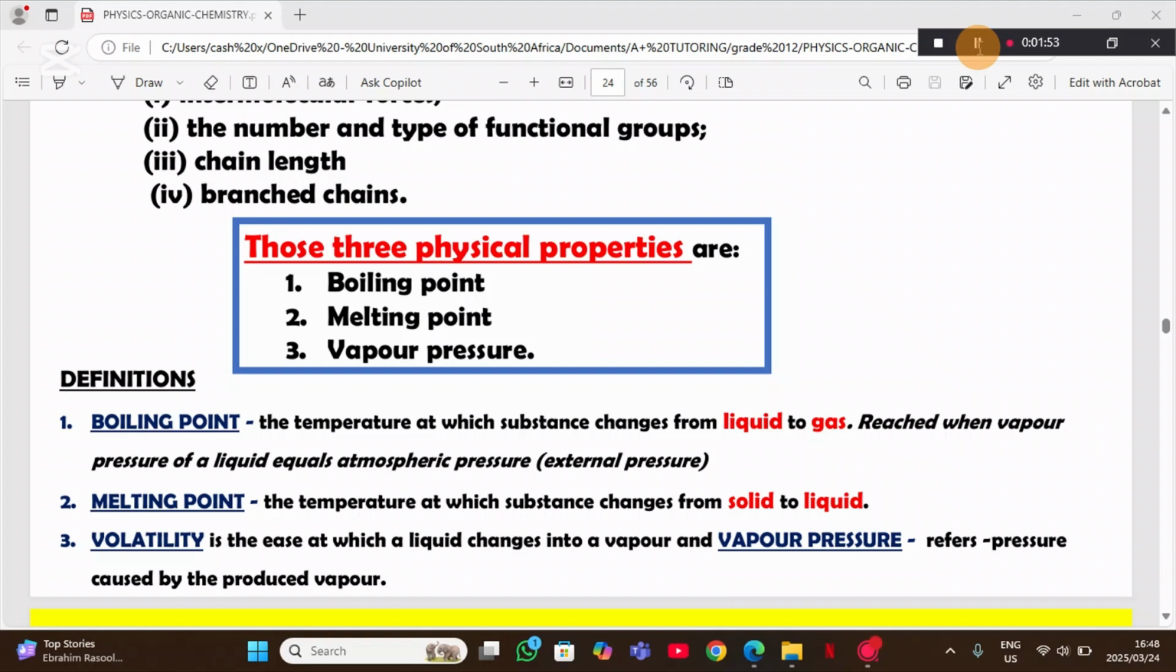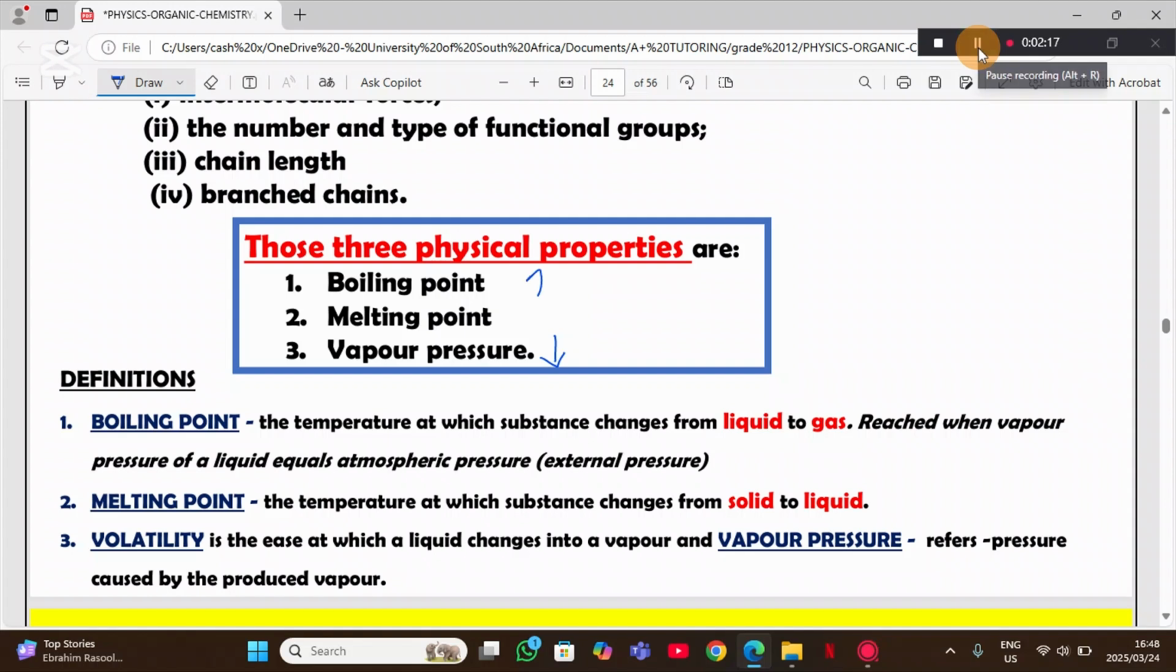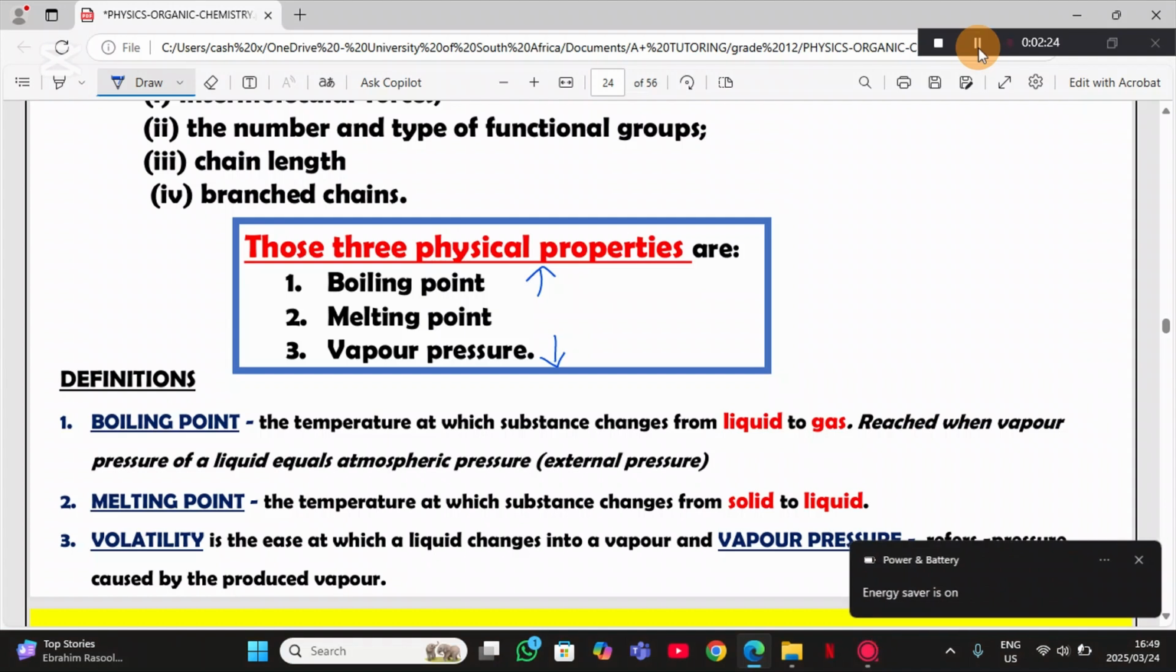Vapor pressure, we consider it, let's say, the ability of a compound to change to a vapor, or we can say its free will to change to a vapor, for example. So once you have a low vapor pressure, it means that, since vapor pressure is inversely proportional to boiling point, I have a high boiling point, meaning that this compound is not readily willing to change to a vapor.